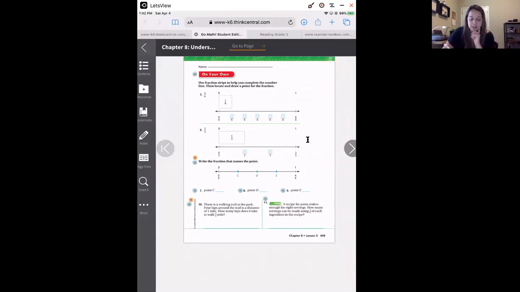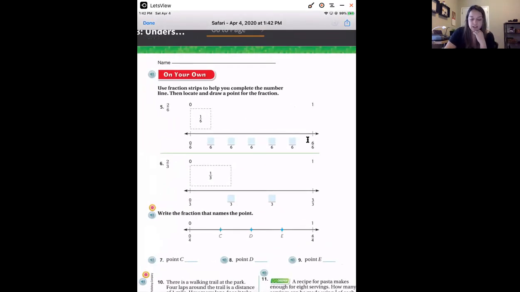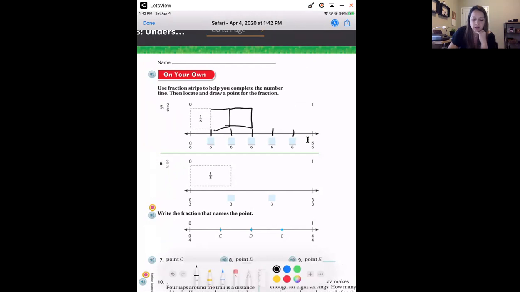Here is a tip, an idea. Something that would make your life easy is to draw the line here and then try and guess where it might go. And that way you can draw the squares on top now. Okay? Like I said, I'm not gonna do all of them because I want you to try. Don't forget to, what it says, use fraction strips. So you need to draw them.